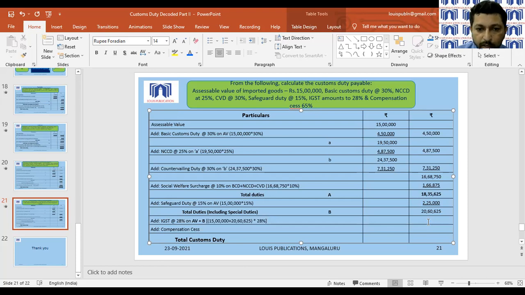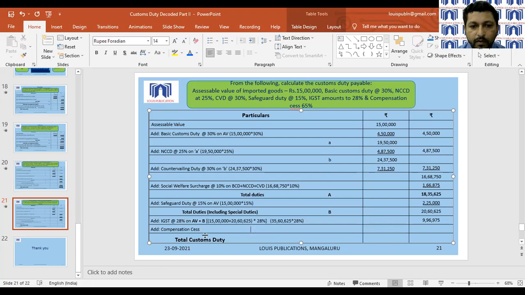So the total value would be 15 plus 20 is 35 lakh. We will add that, and you will get 35,60,625. I will just write it here once again: 35,60,625 into 28%. So 35,60,625 into 28% will be 9,96,975.